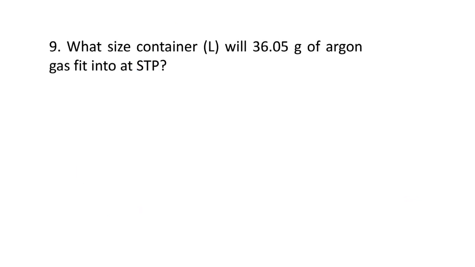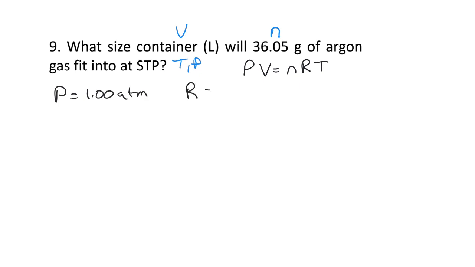Okay, what size container will 36.05 grams of argon gas fit into at STP? So we have a volume, we have an N, we have a T and a P. So we are using the ideal gas law. PV equals nRT. Now, so P equals 1.00 atm. I like using that one because I know the R value off the top of my head. So it's liters per atm, moles, Kelvin. V is what we're looking for.